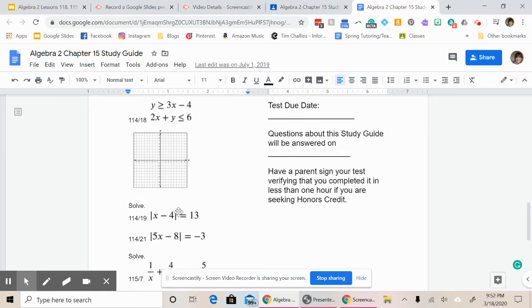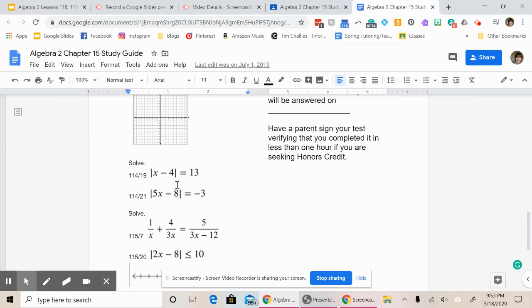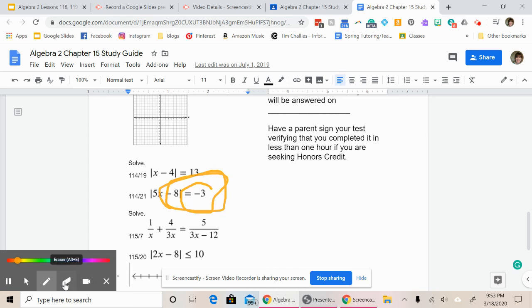Right, in this next one, two equations, absolute value of x minus 4 equals 13, absolute value of x minus 4 equals negative 13. Are you going to get tricked on this one? Let me point out. Absolute value can never be negative. No solution.